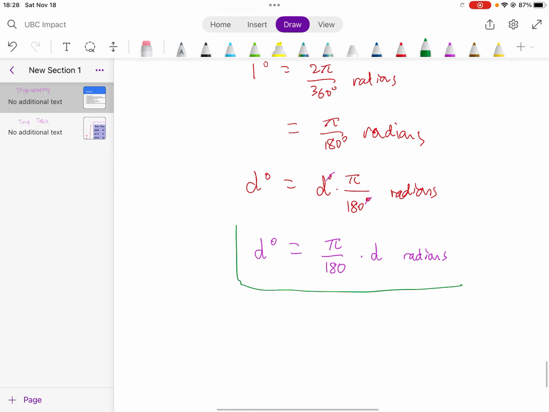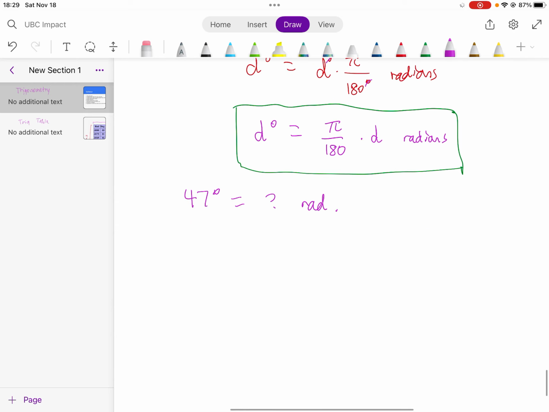Okay, here's an exercise. How many radians is 47 degrees? Okay, once you're done, continue the video. And the answer is we can use this formula. It's going to be equal to pi over 180 times 47 radians.